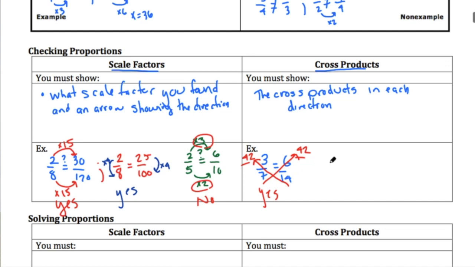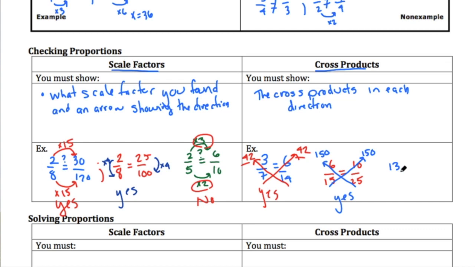Okay, let's try another example. 6 over 15. What about, is it equivalent to 10 over 25? Is this a valid proportion? Okay, so by the cross product method, 15 times 10 would be 150, and let's see, 25 times 6. Once again, we get 150. Same number, yes, those two ratios are proportional.